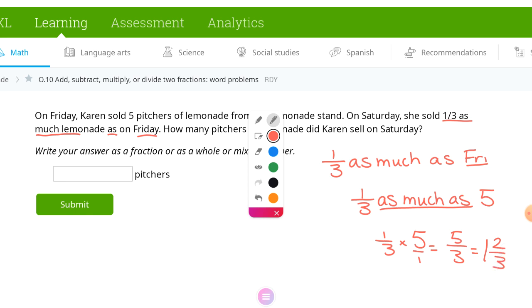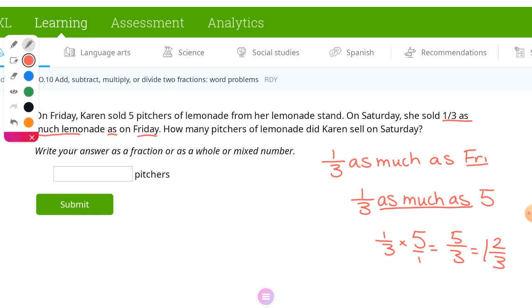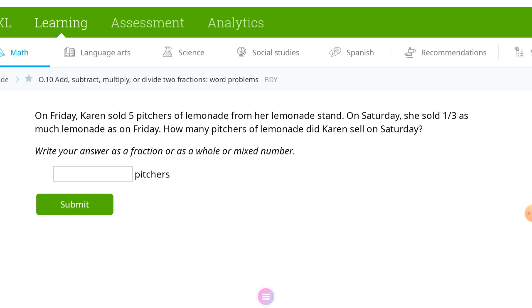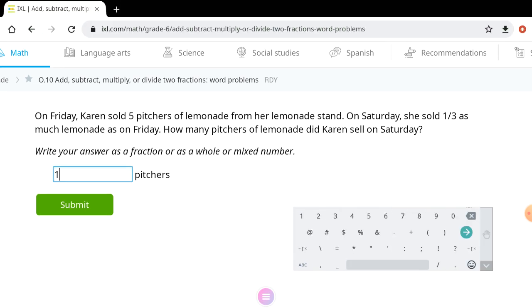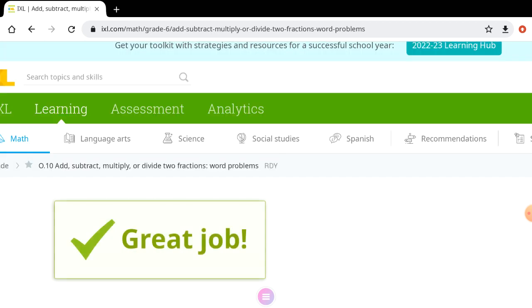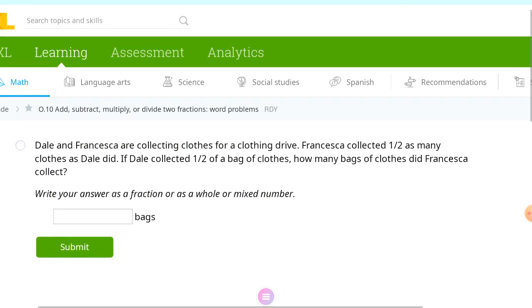1 and 2/3 pitchers. How did I know my answer should be less than 5? Sadie? Because she made 1/3 as much. What would it have to do for it to be higher than 5? Nolan? Like 4/3. Be over 1 whole, yes. Okay? So this one is 1 and 2/3. Great job. I'm so smart. Okay.